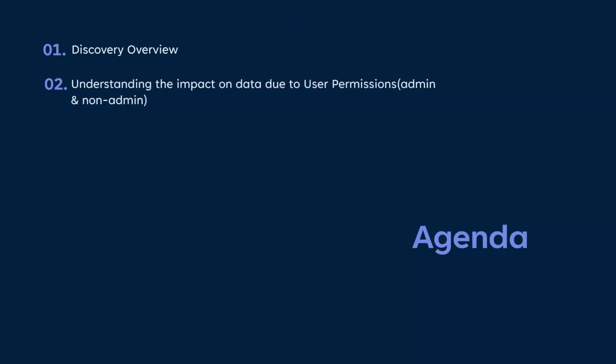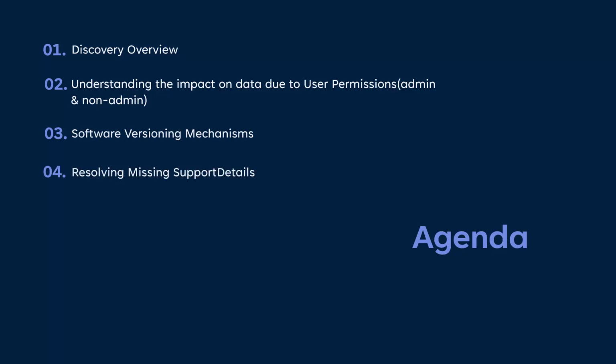Let's get started. Here is the agenda for today. We will start with the discovery overview. We'll then talk about the impact of data in regards to the user permissions. We'll talk more on the software versioning mechanism and how it works. Later, we will talk about how we can resolve the software support details of the software instances. We will talk more on this one later in this webinar.